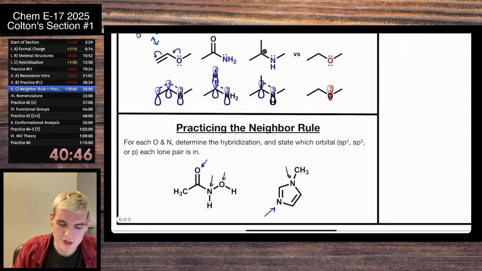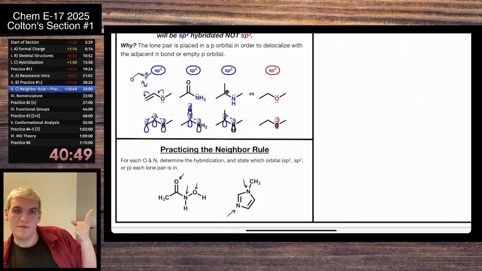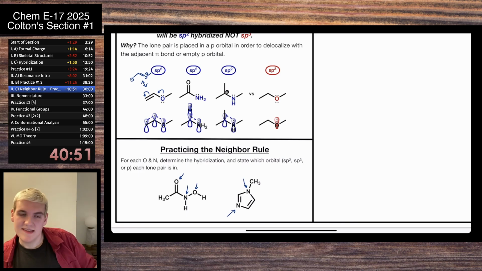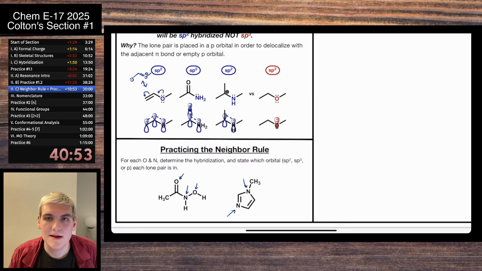So with each one you're checking, does it appear to be sp3? Does it have 4 electron domains? Does it have a lone pair? And is it adjacent to a pi bond or empty p orbital? I'll give you a little time.